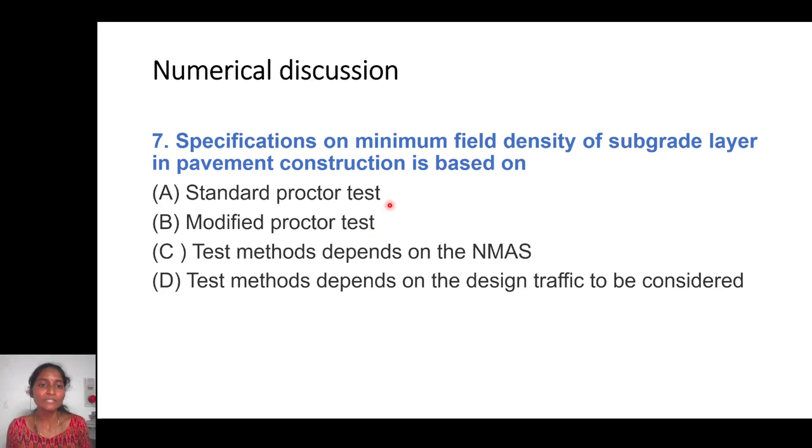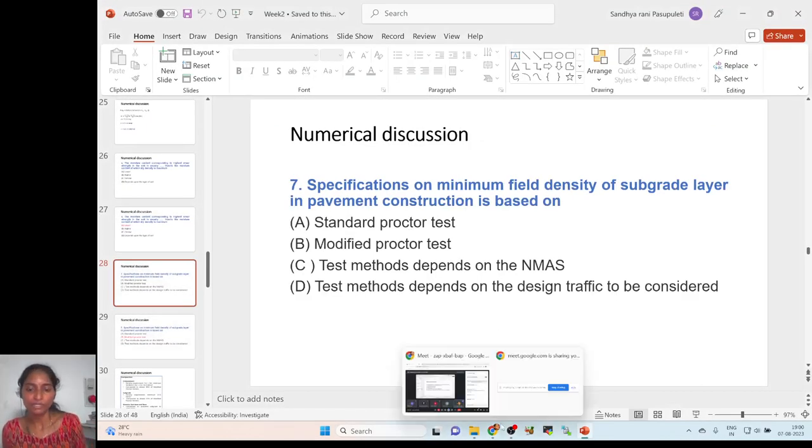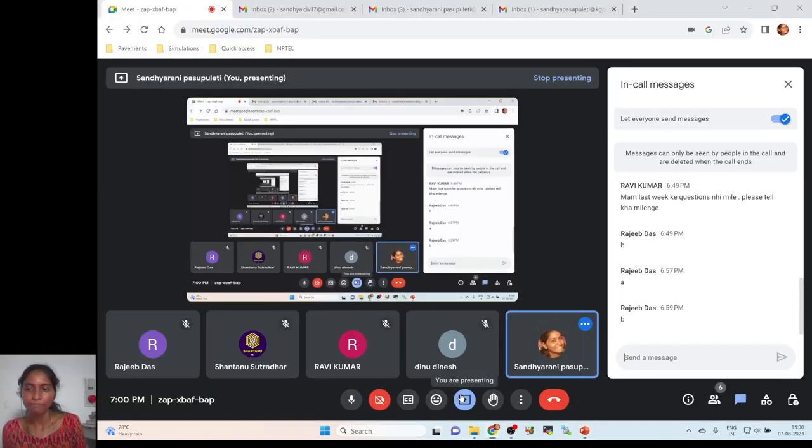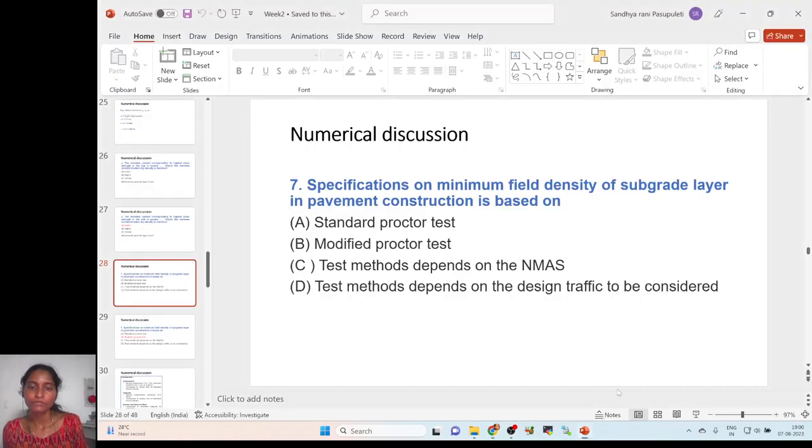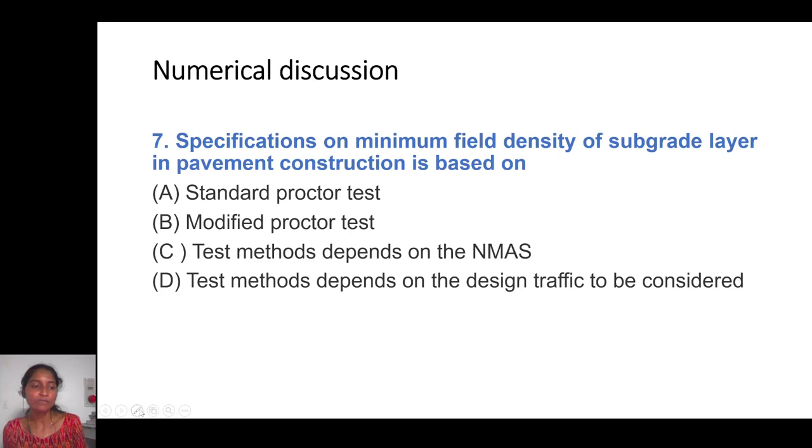So this is based upon which test? It is not based upon CBR, not upon test methods and NMAS, and not upon design traffic. It must be either standard Proctor or modified Proctor. Which is more relevant, do you think, A or B? So the modified Proctor test is the more relevant one.